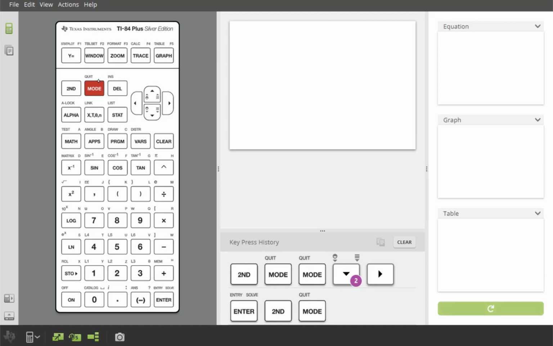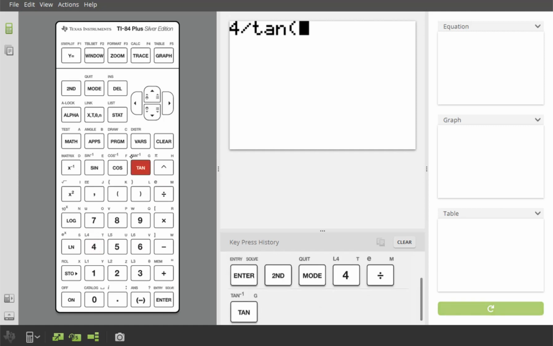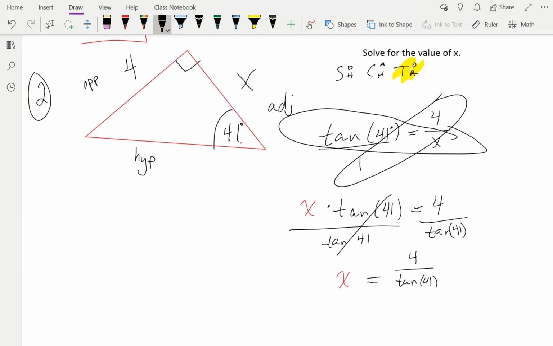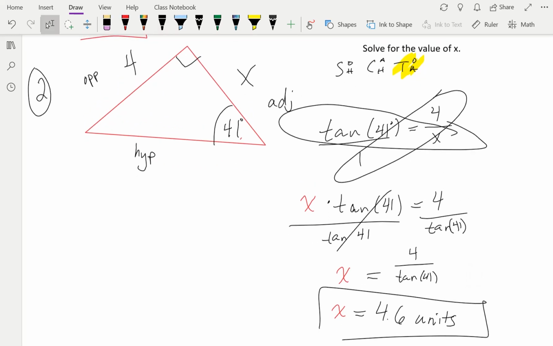But we do want to know what 4 divided by the tangent of 41 is. And we are going to put our answer to the nearest tenth. So 4.6014, we know that this 0 next to the 6 means that the 6 will not be changing, so we get 4.6 as our answer. It would be 4.6 units, but I didn't give you any units here, so we'll just leave it generic. If it was feet, then you would write feet. If it was miles, you would write miles, whatever. And that's it.